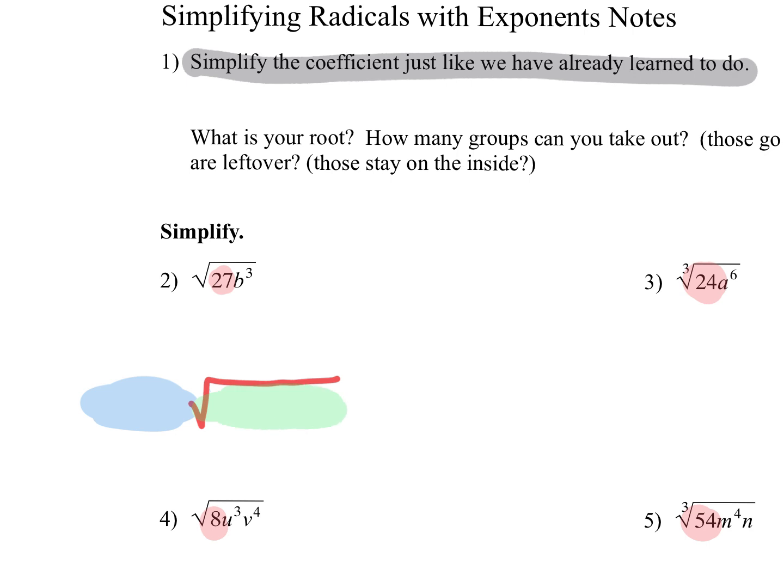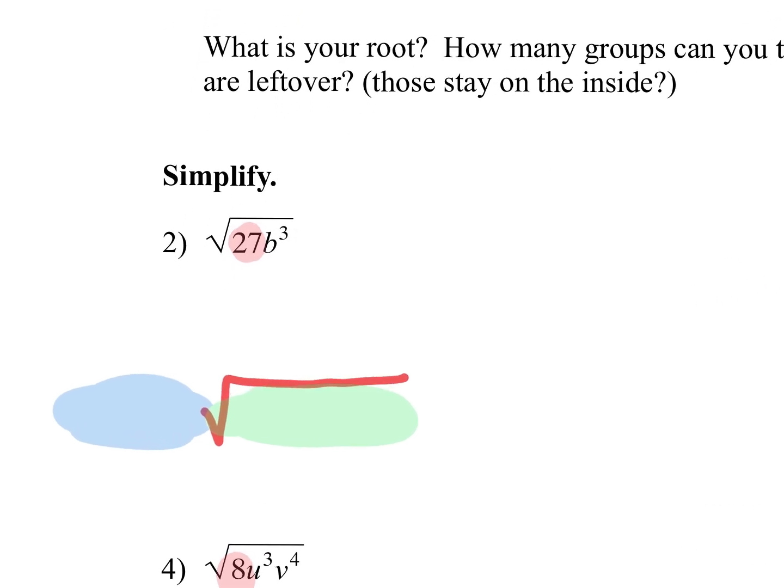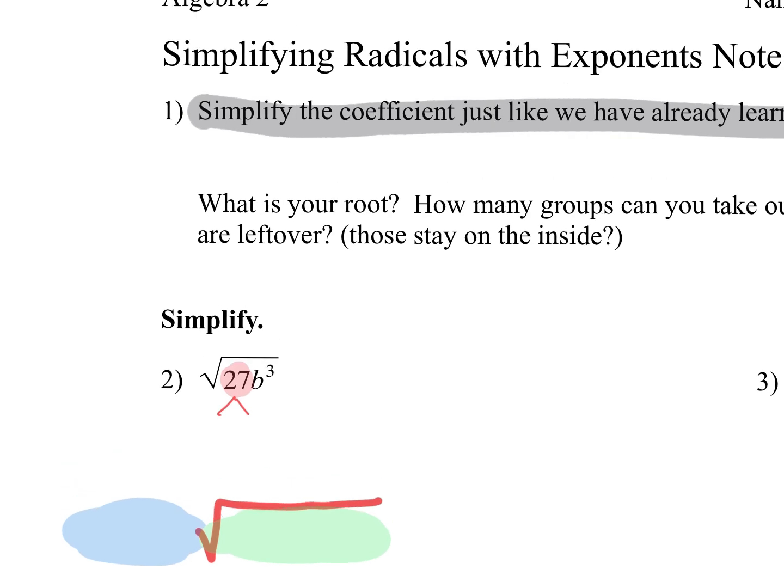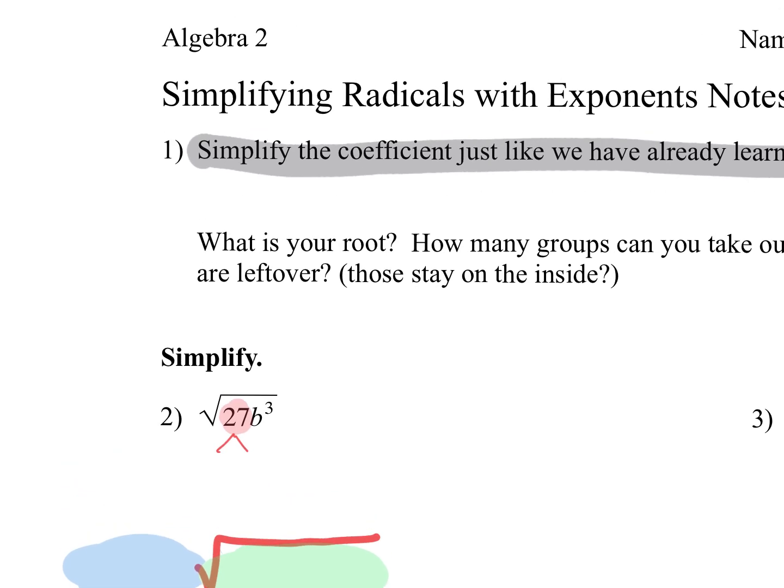Okay, so if we start by step one, simplify the coefficient just like we always have. So we have to think about, all right, 27, if we are going to break 27 apart, we're talking square roots. So again, just a reminder, our perfect squares that we would be looking for would be 1, 4, 9, 16, 25, and I'm going to stop there because just looking at this worksheet here, I don't think we're going to need anything bigger than that.